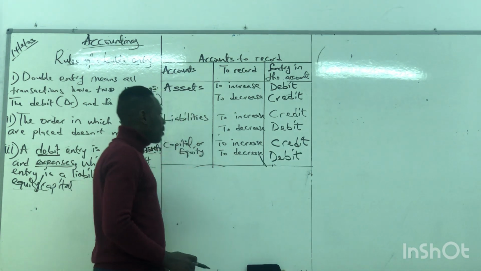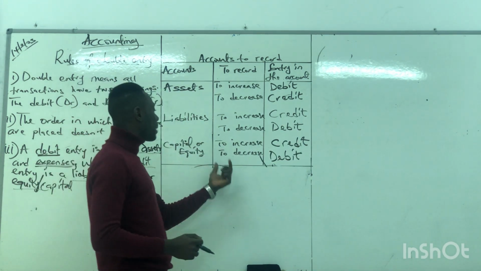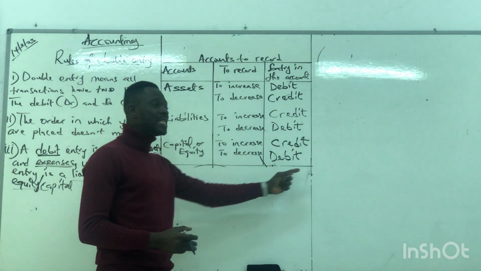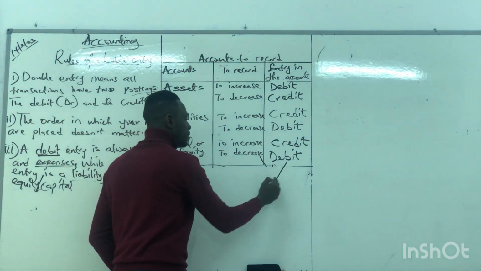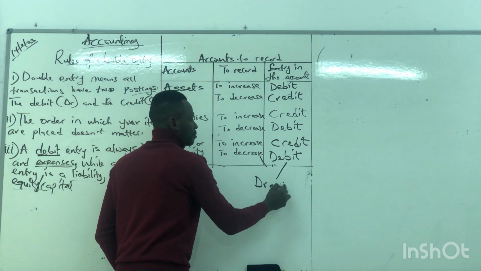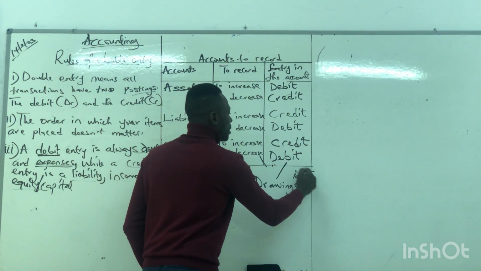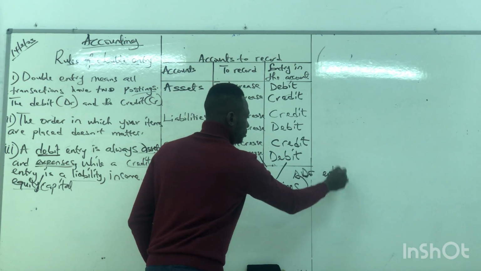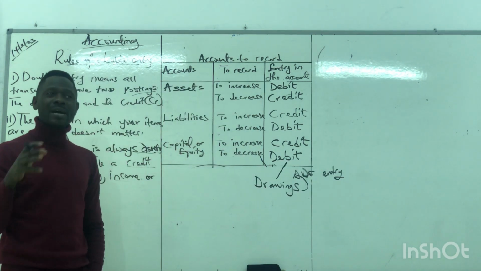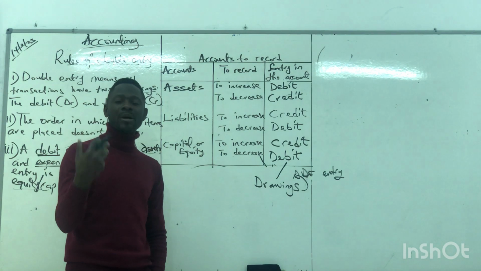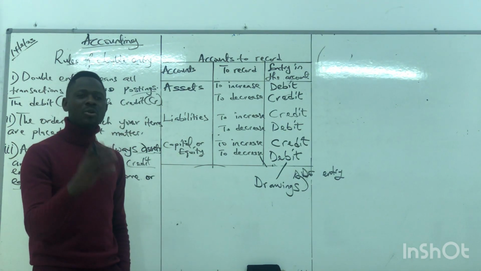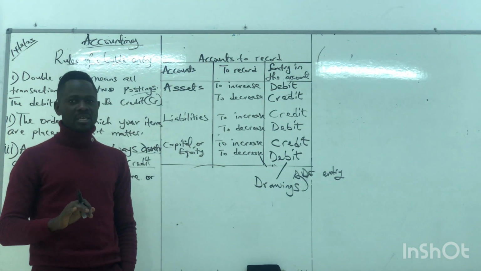Why is it, when we have to reduce our capital, a debit? It is a debit because it means that we are making drawings. And drawings is always what? A debit entry. What are drawings? Drawings are the amount of money, or the value of goods, that the owner of the business takes away from the business.